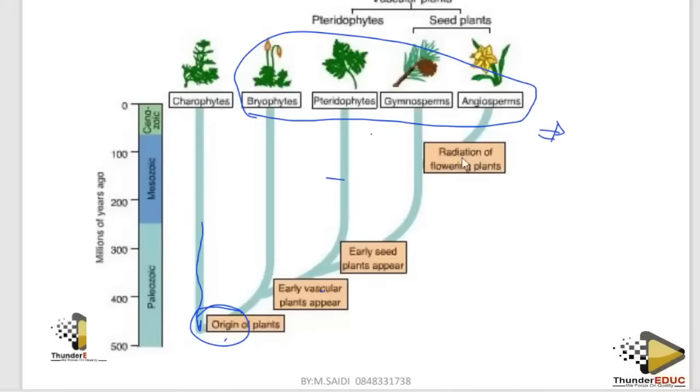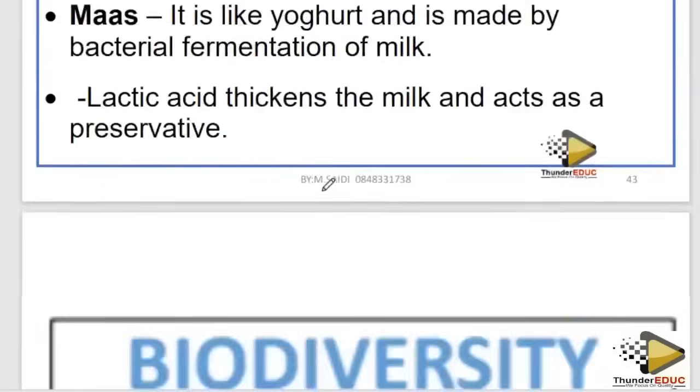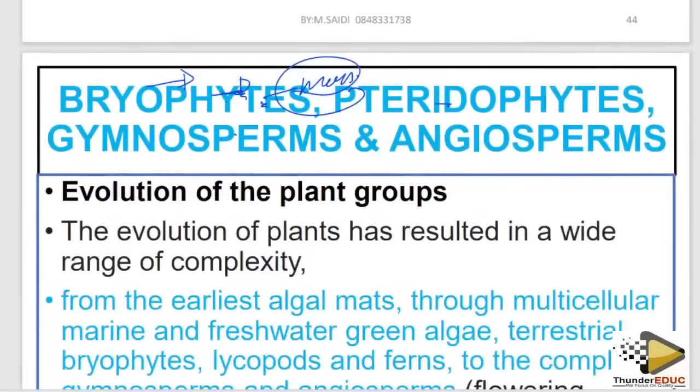And then these ones, flowering plants. Only this one is the flowering plant. So all these ones before this are non-flowering plants. These ones we call thallus. So what is the difference between the bryophyte and the pteridophytes? Let me show you here. What is the difference between the bryophyte and pteridophyte?